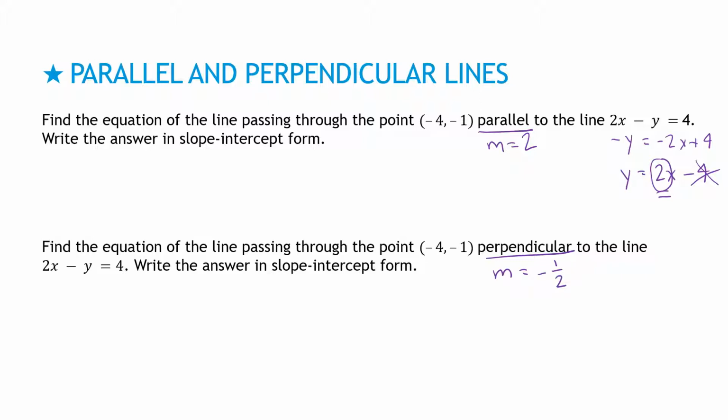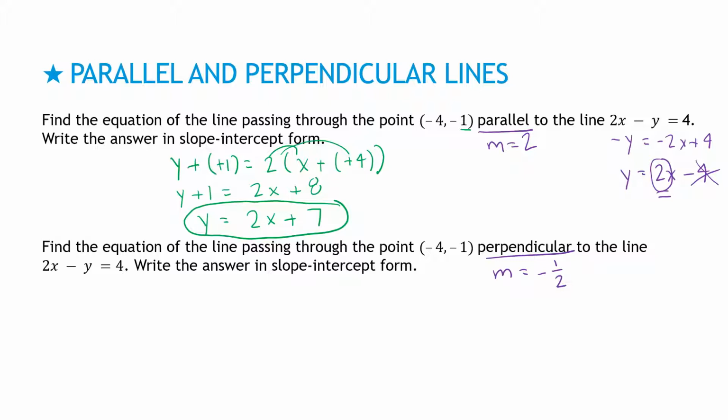Now I'm going to use my point slope form to work this out. So y minus my y value, negative 1, equals my slope of 2, x minus my x value of negative 4. Keep in mind, I always like to flip the sign, or keep flip change. That gives me y plus 1 equals, distributing gives me 2x plus 8. Subtracting 1 everywhere gives me 2x plus 7.